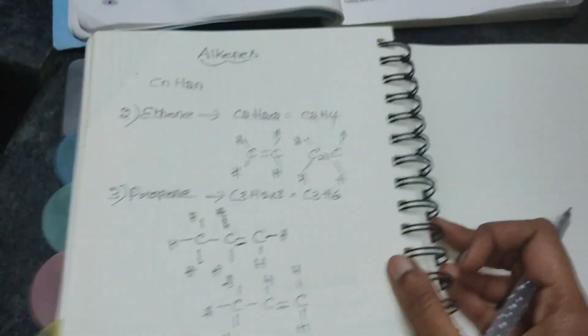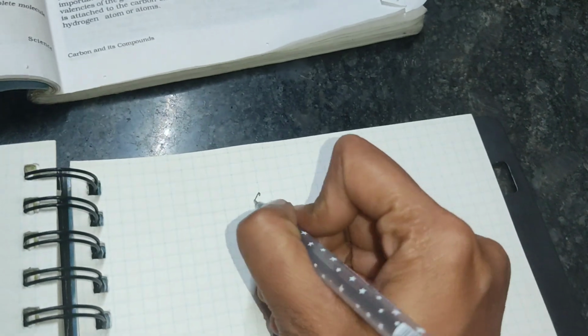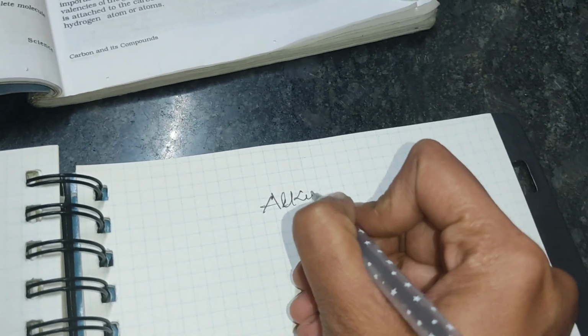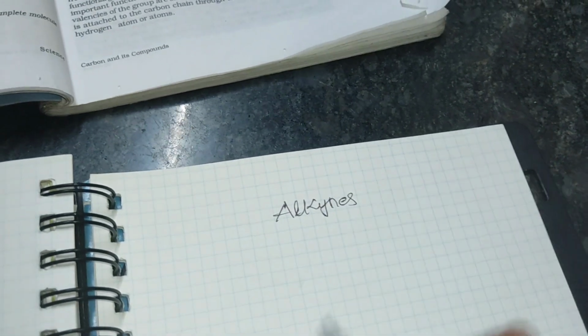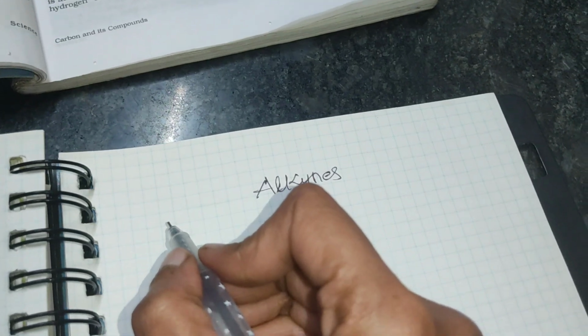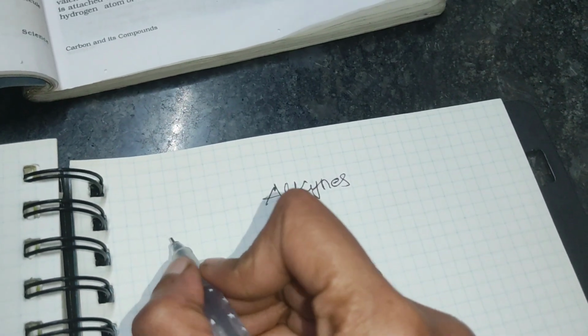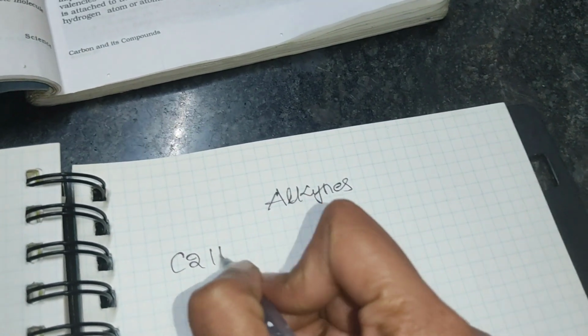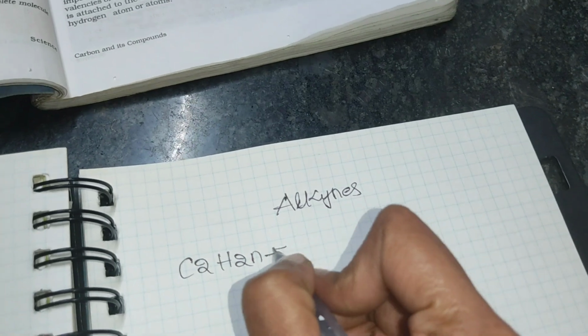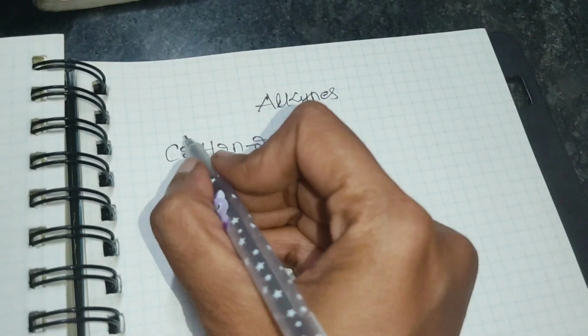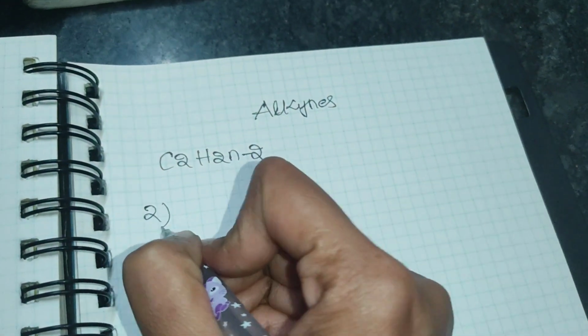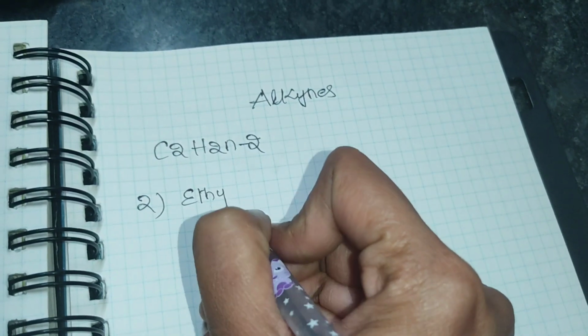So this is about alkenes. Then I am going to write about alkynes. Alkynes are also unsaturated carbon compounds which contain a triple bond. So the general formula of this is CnH2n-2. So a triple bond will be there. Let's start with 2 carbon atoms, ethyne.